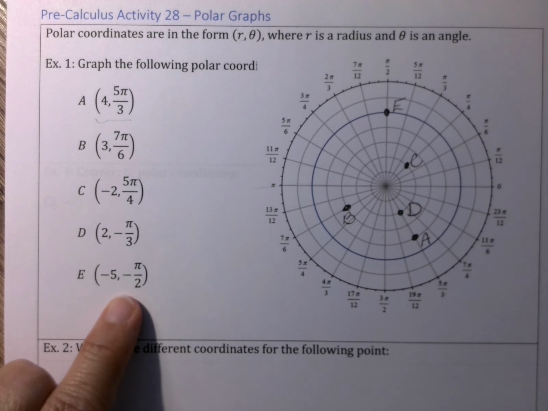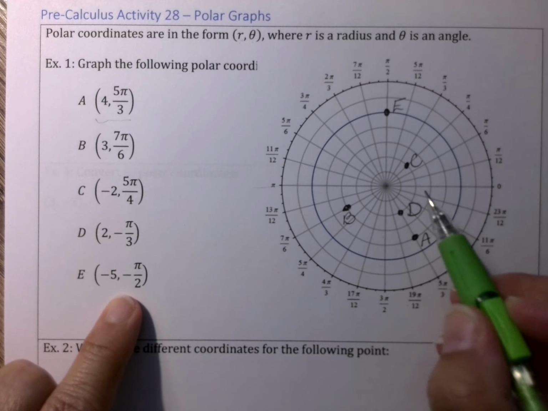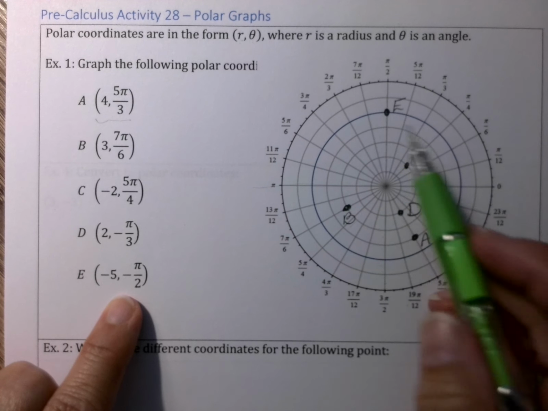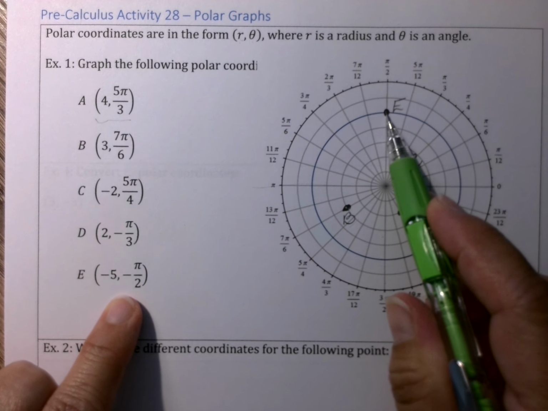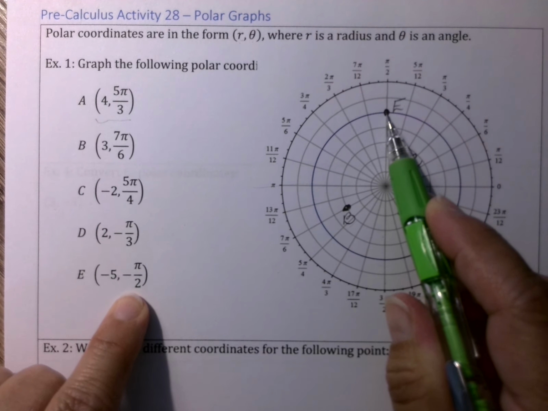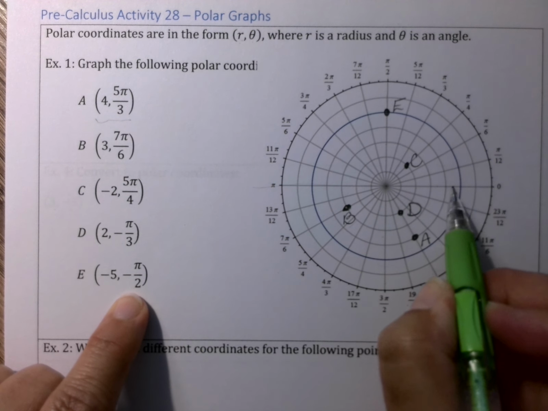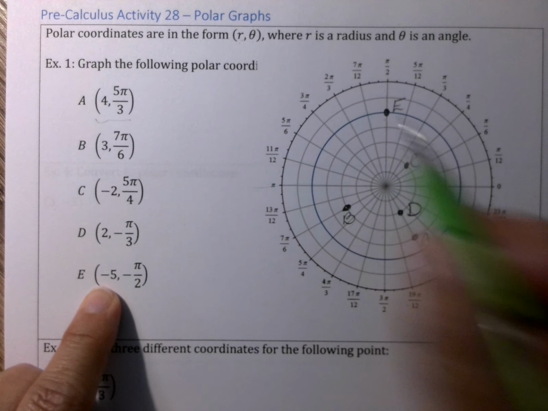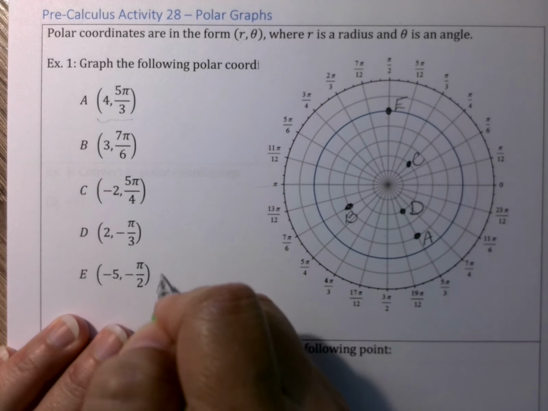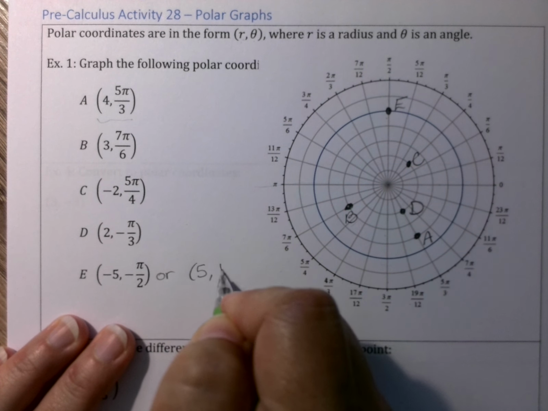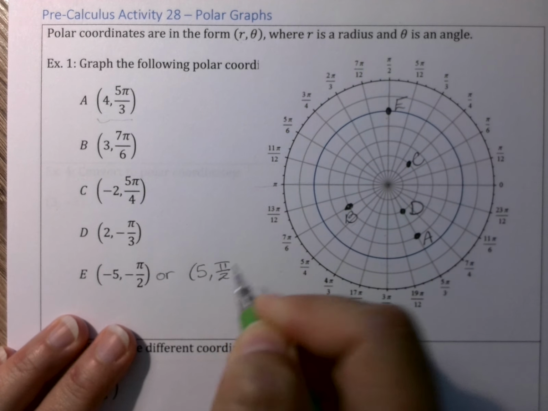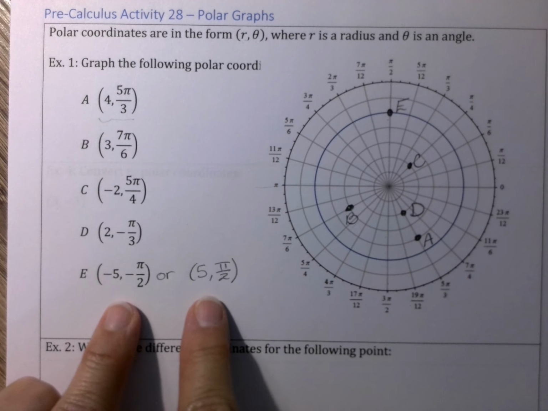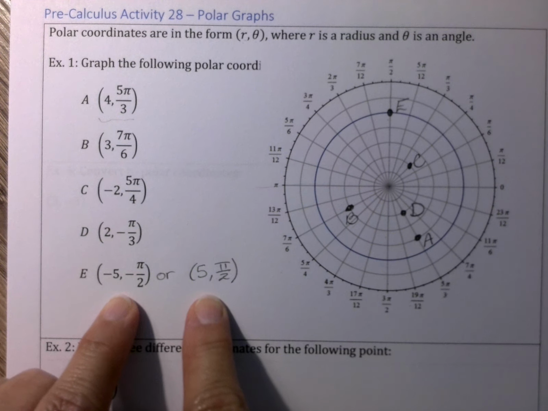Now, as you look at these points, you might be thinking that we could use other coordinates to represent the same point. For example, the point that we just plotted, (negative 5, negative pi over 2), this could be a theta of positive pi over 2 and a radius of positive 5. And that's something unique that happens in the polar coordinate system that does not happen in a rectangular coordinate system, is that we can write different coordinates representing the same point.